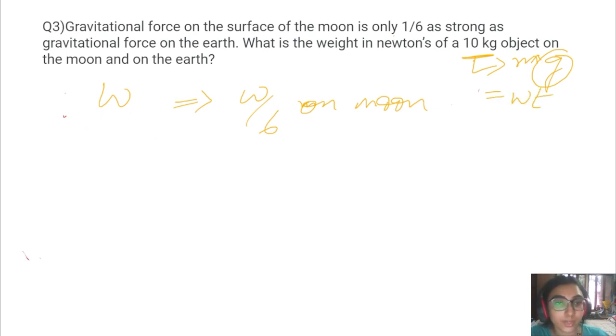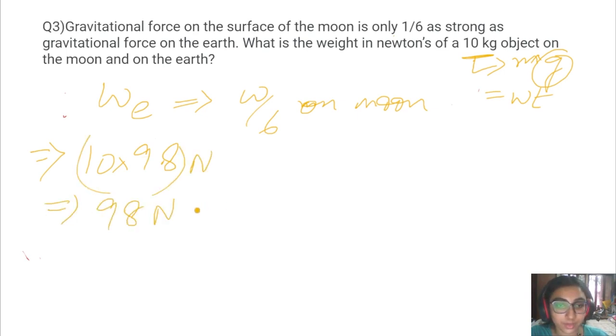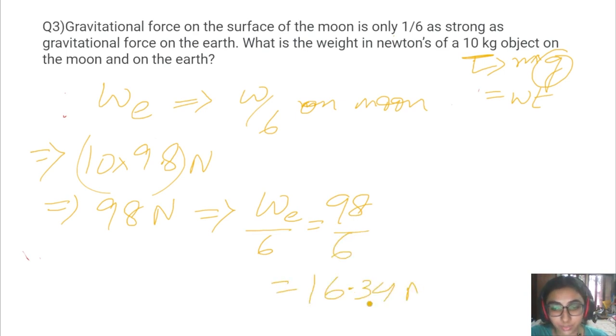We know mass everywhere is constant, and if we multiply it by acceleration due to gravity, we get the weight. So weight on Earth is basically 10 into 9.8 Newton, which is 98 Newton. So its weight on Moon will be WE by 6, which is equal to 98 divided by 6, which we get around 16.34 Newton. Very simple.